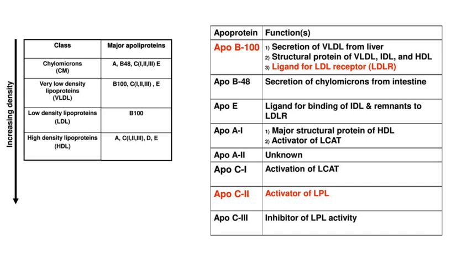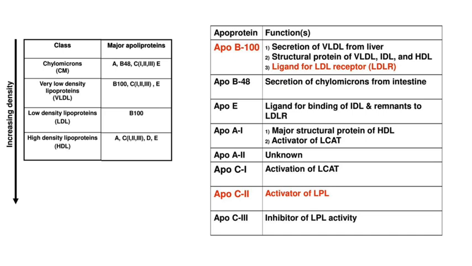Now, the apolipoproteins provide structural stability to the lipoprotein. They serve as ligands for interaction with the lipoprotein receptors that help determine the disposition of individual particles. They also act as cofactors for enzymes involved in plasma lipid and lipoprotein metabolism.